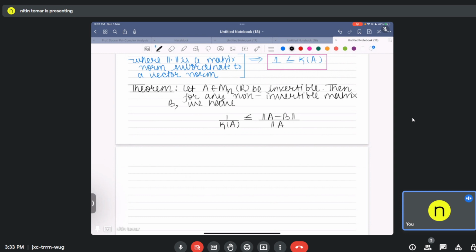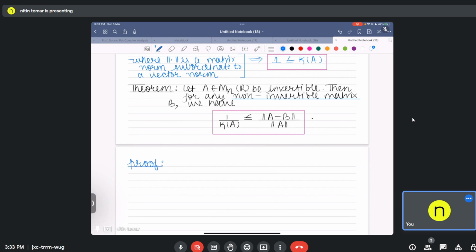So it says if you take any invertible matrix A and any non-invertible matrix B, then you have a certain relation. What do you get if you put B equal to 0? You can put B equal to 0, right, because it is a non-invertible matrix. Then what do you get? One. Yes, kappa is greater than or equal to 1. So this theorem generalizes what we saw above.